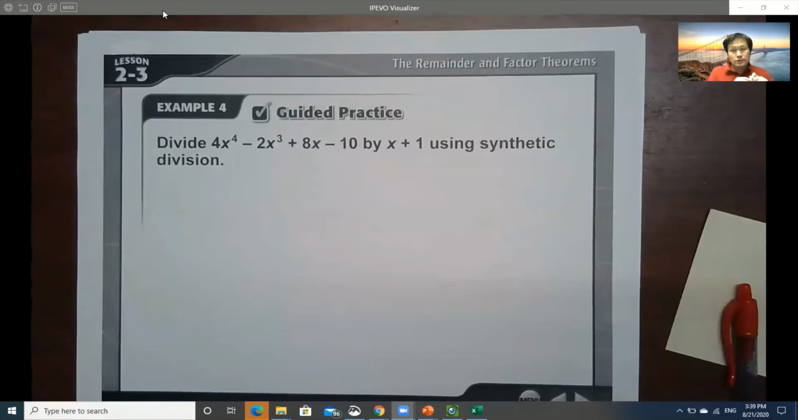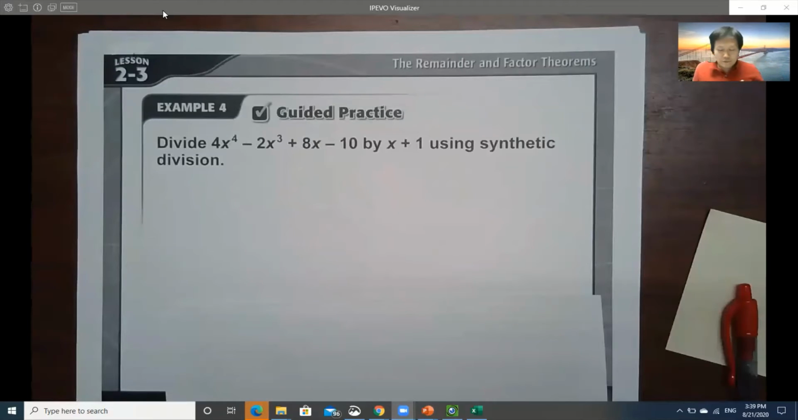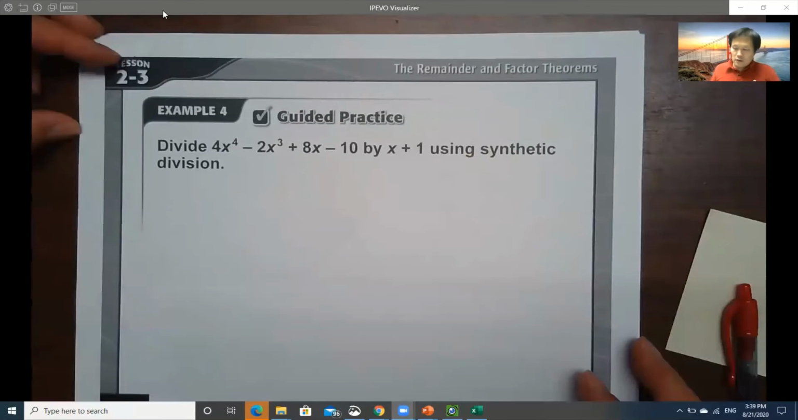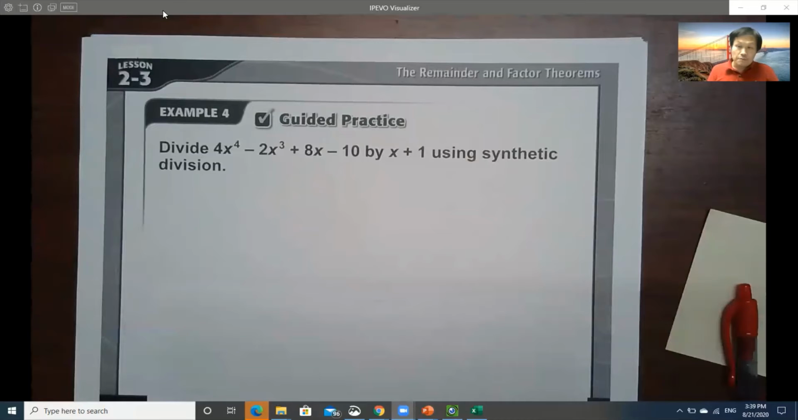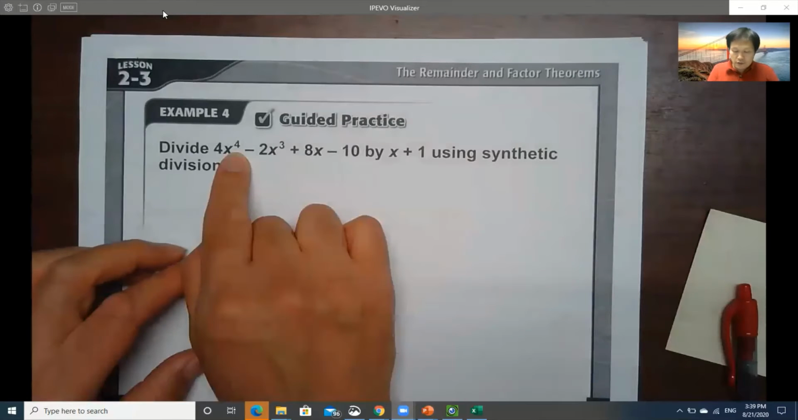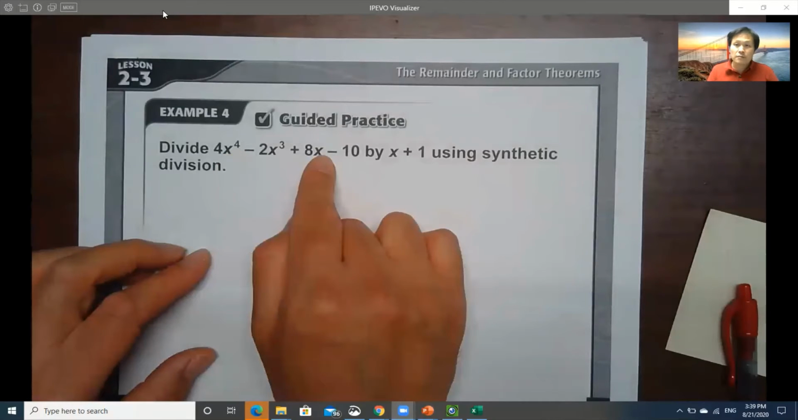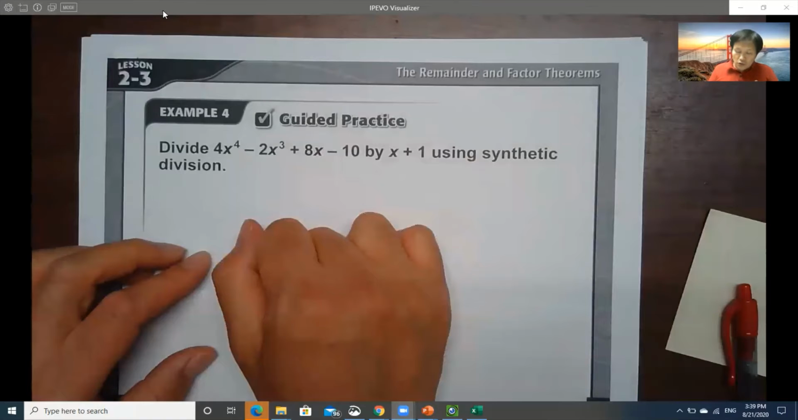So I can ask you to do this. Little difficult, so I'm going to just show it to you. Divide this by this using synthetic division. First thing you have to check is the power of x. Fourth power, third power, first power. Where's the second power? Missing. So be careful.